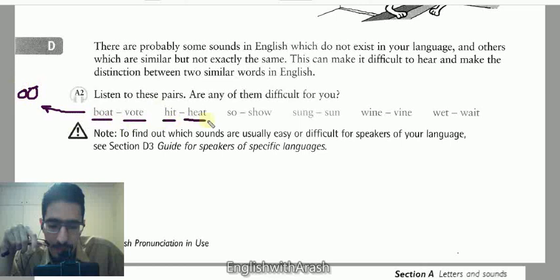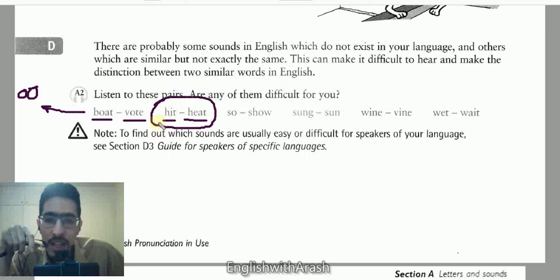Hit, heat. Are they the same? For example, that tough guy hit me, or I am heating some food. Yes, Rayhana, boat and vote, they are the same. But what about this one? It's very important to know, these are not the same. Why? Because when I'm saying hit, I'm not really saying a long E. But when I'm saying heat, I am saying a long E.